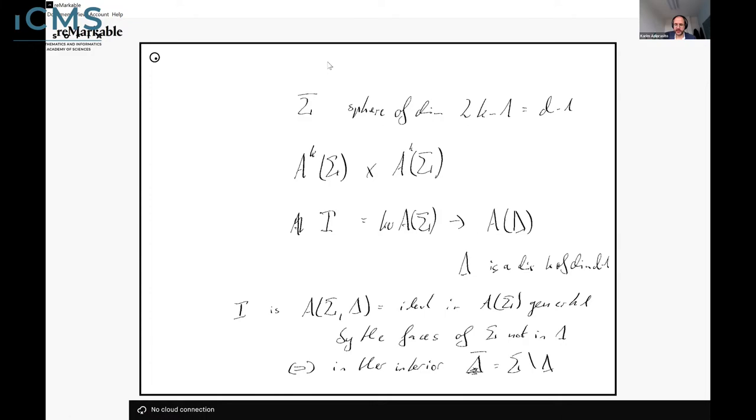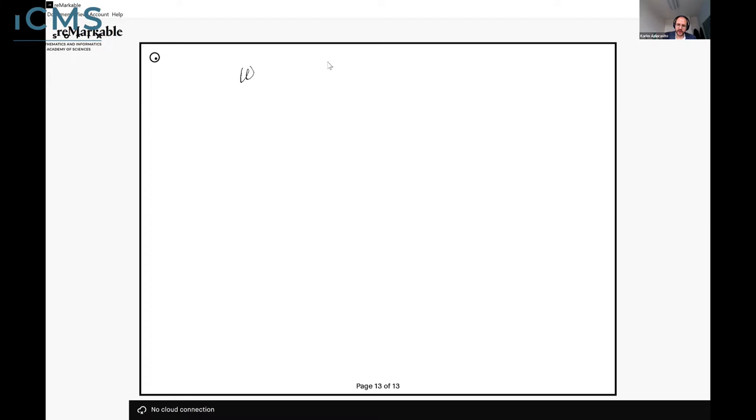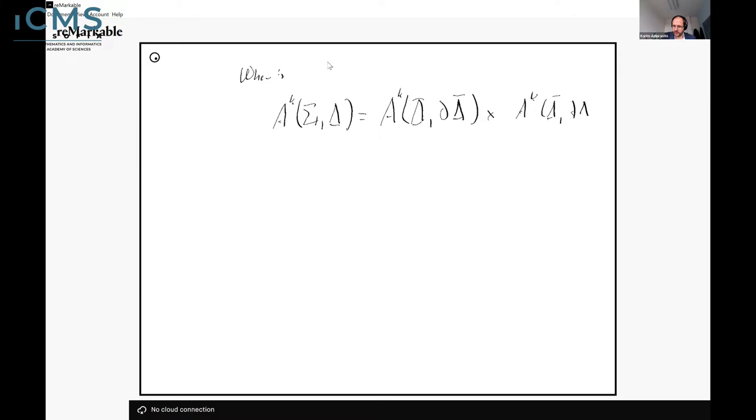Now you can ask the question, when is the Poincaré pairing non-degenerate, when is A^k of sigma, delta, and another way of writing it would be A of delta bar, boundary delta bar. It's just the commutative algebra version of excision. Times A^k of delta bar, boundary delta bar, non-degenerate to the d minus k, or A^d of sigma, non-degenerate.